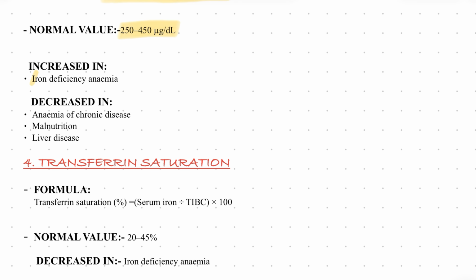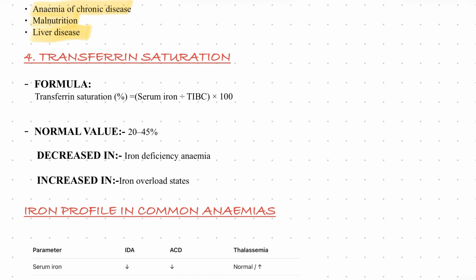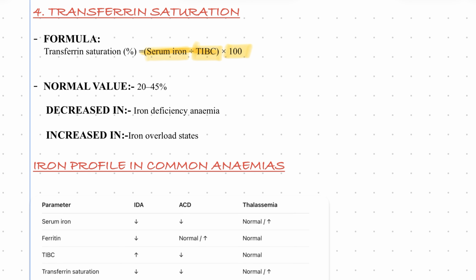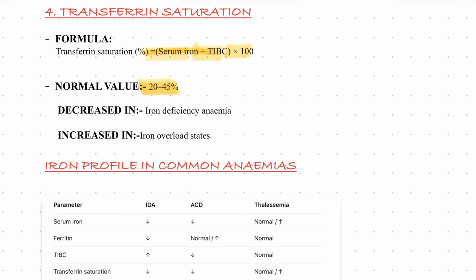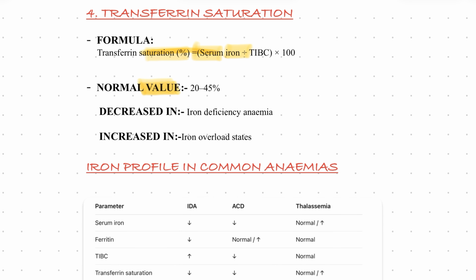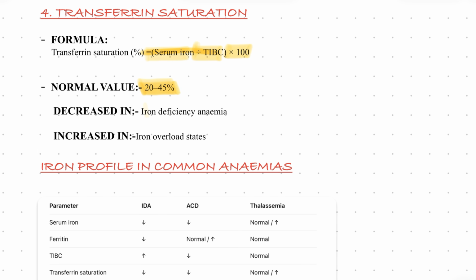It will be increased in iron deficiency anemia and decreased in anemia of chronic disease, malnutrition and liver disease. Transferrin saturation, it's a calculation. We usually do it in percentage. So serum iron divided by TIBC into 100. The normal value will be 20 to 45. Decreased in iron deficiency anemia and increased in iron overload states.